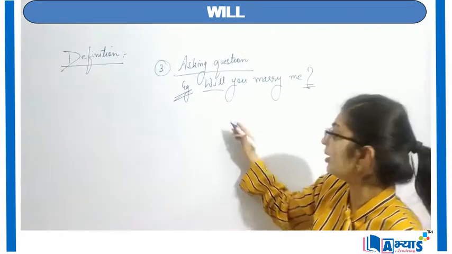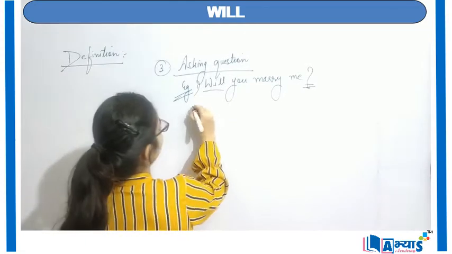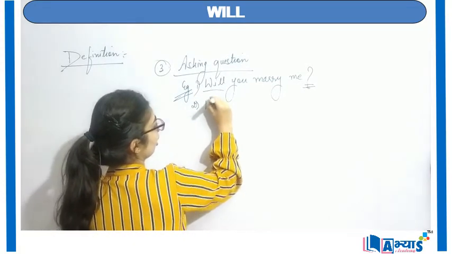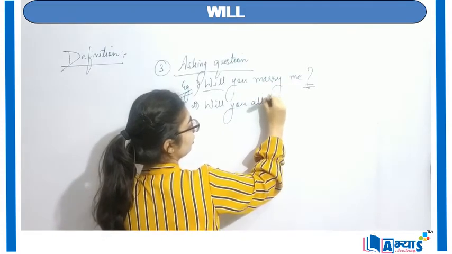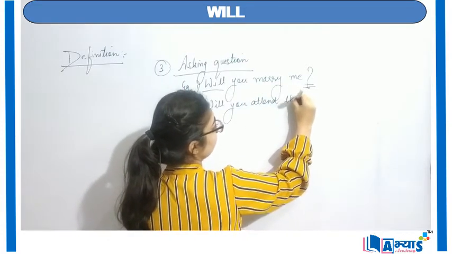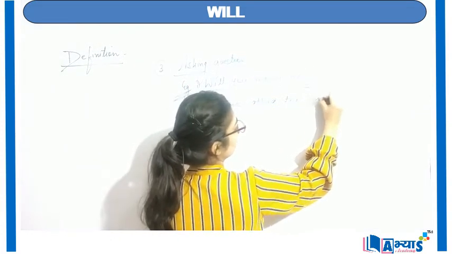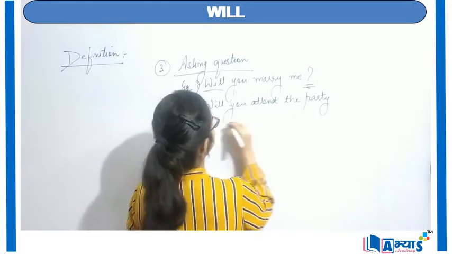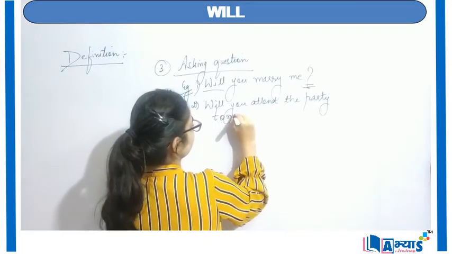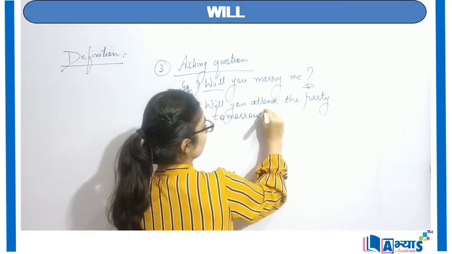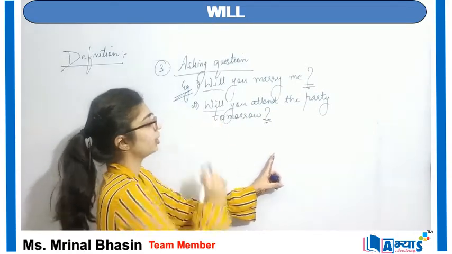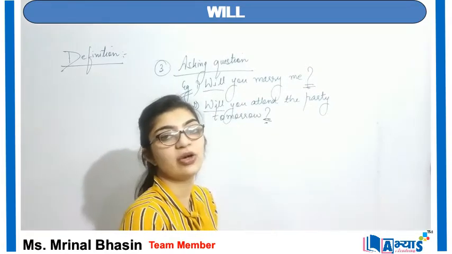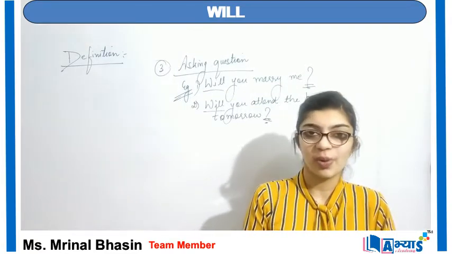Will you marry me? Another example can be, will you attend the party tomorrow? Again, I'm asking the question, I'm interrogating. So the usage of will can also be for asking questions.